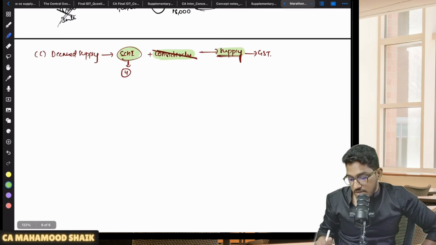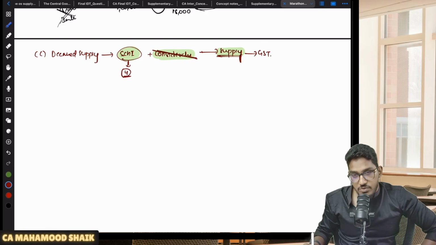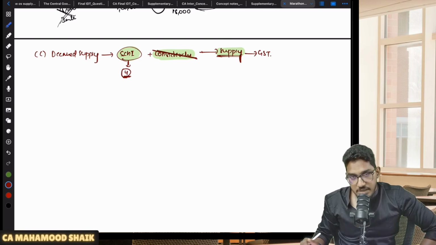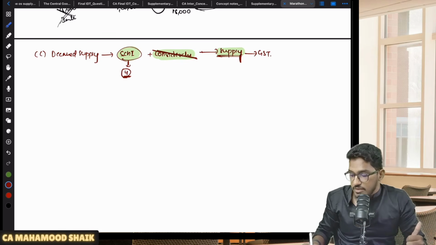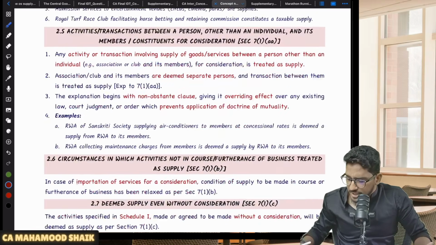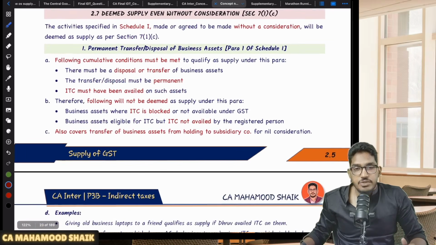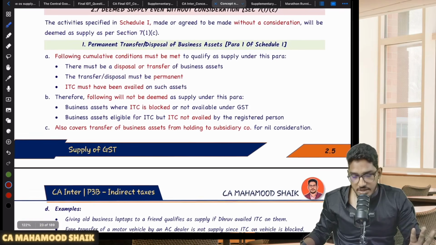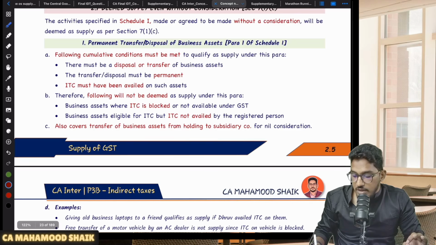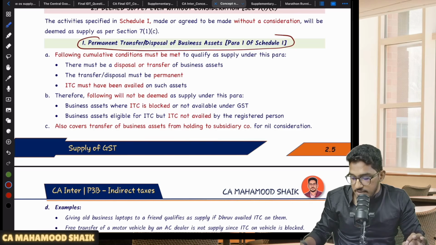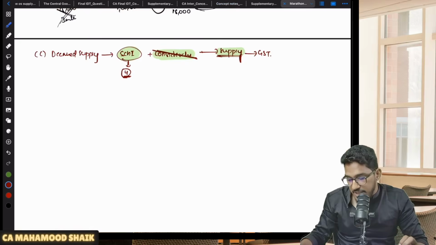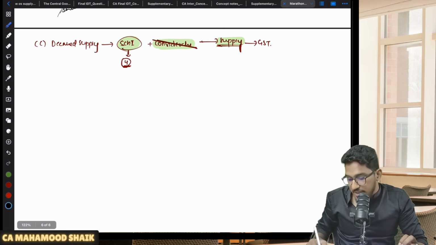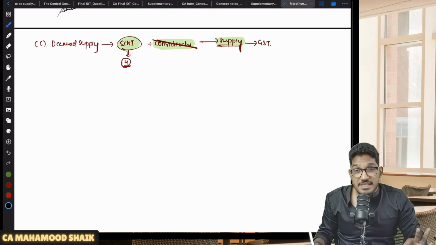Now you will get a doubt, sir, what are those activities mentioned in schedule 1? You told 4 activities are there. So what are those 4 activities which will be deemed as supply even if done without consideration? To learn that, we have to go to schedule 1. So let us go to schedule 1 now. Para number 1: permanent transfer or disposal of a business asset on which ITC has been availed. The first activity which will be deemed as supply even without consideration is permanent transfer or disposal of a business asset.